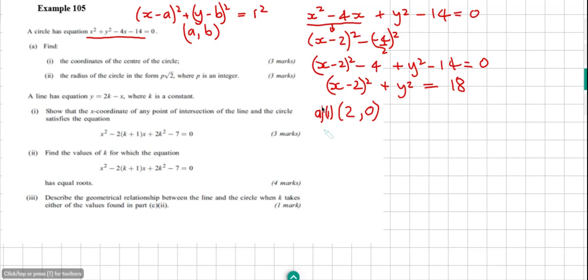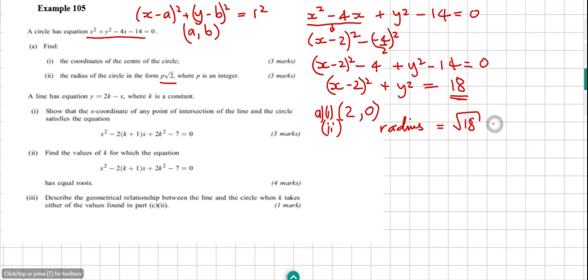And then A2 is asking us to find the radius of the circle in the form p root 2. So the radius is equal to the square root of the 18 here, because the 18 is r squared when it's set up in this format. So that's root 18.